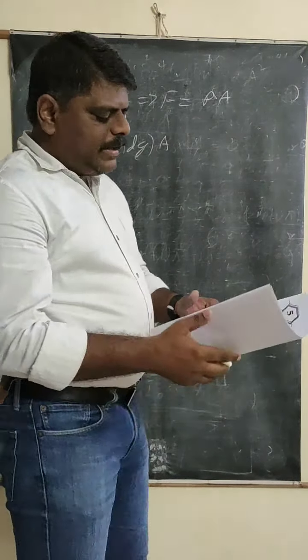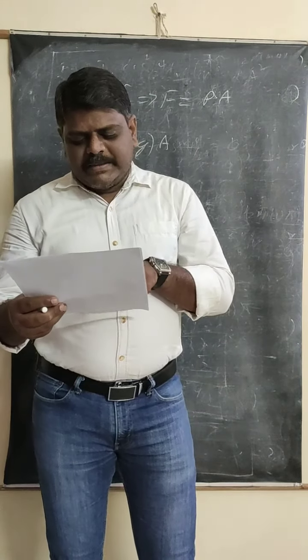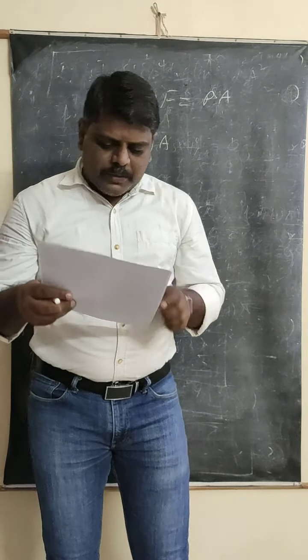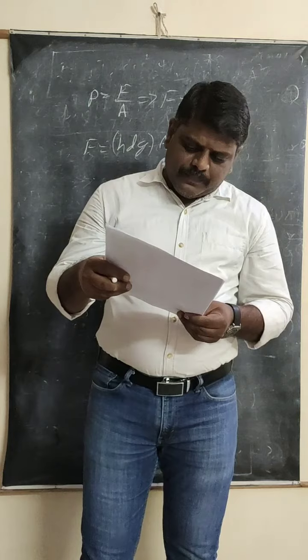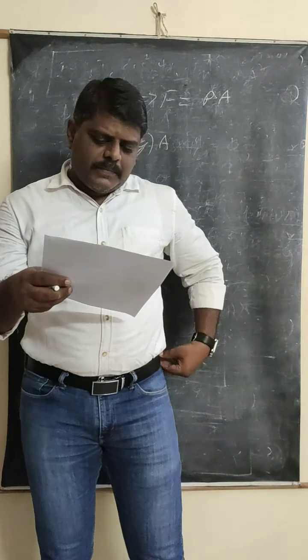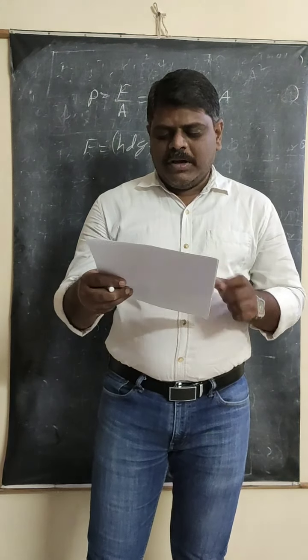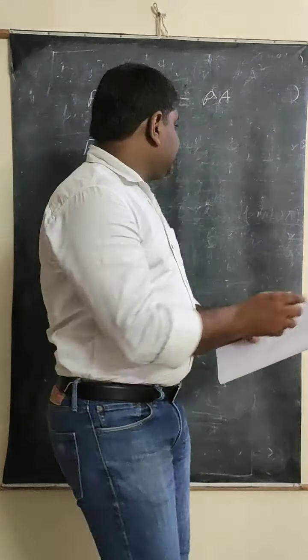In the problem, the height of the conic shape is given as 0.4 meters, and the base area is given as 2 into 10 to the power of minus 3, and the density is given as 900 kg per meter cube. So we need to substitute all the values, then we are going to get the answer. Let us write down the values here.